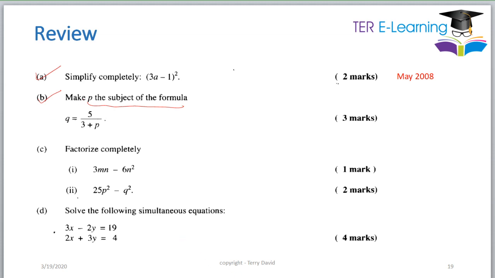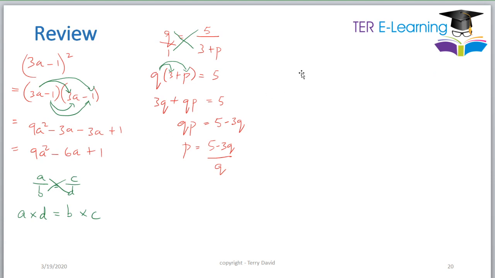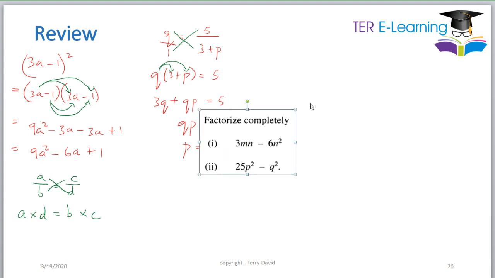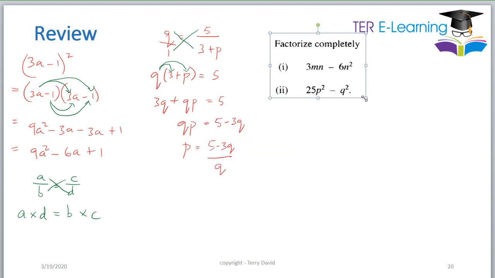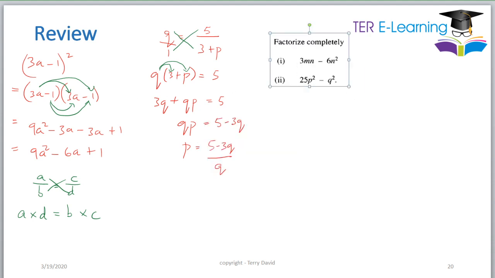And then they gave us something else to factorize again. So we want to factorize part 1 and part 2, right? So in the first part we have 3mn minus 6n squared, right?